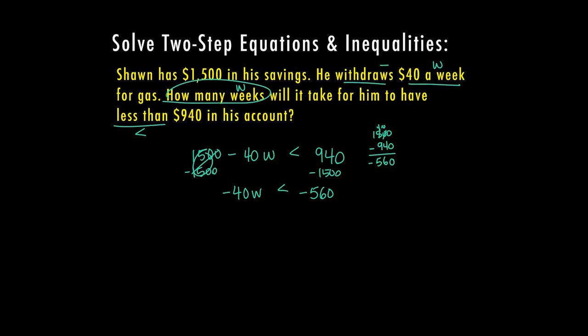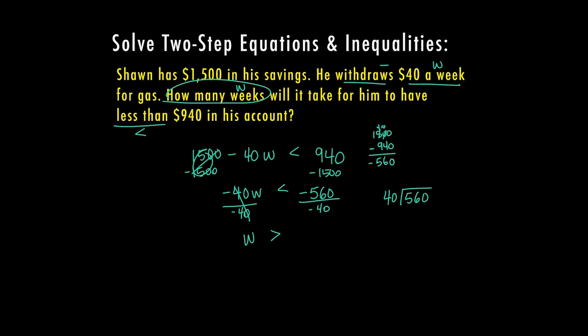Now we're going to have to divide by negative 40. So now, if you remember, when I divide by a negative, I have to inverse my inequality. I have to flip my sign. So now I'm dividing 560, and I'm going to switch this to positive. I know it's going to end up being a positive because we have a negative divided by a negative.